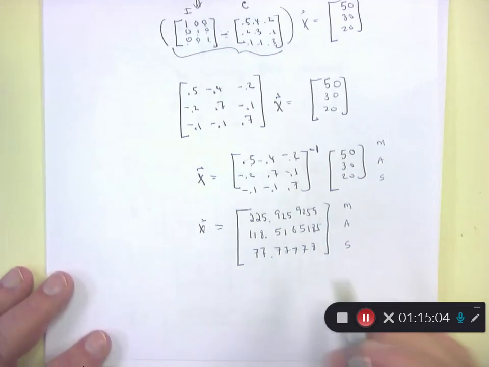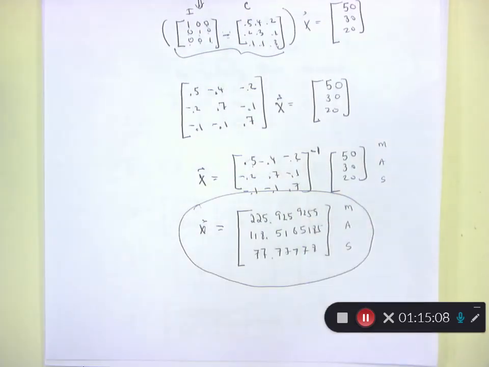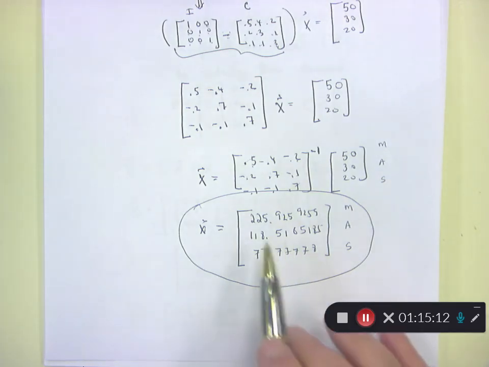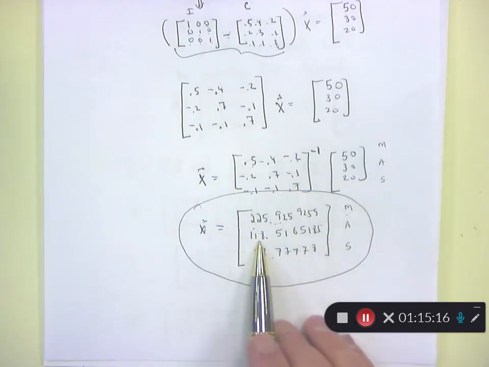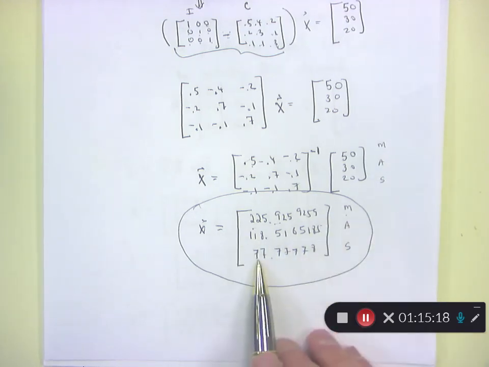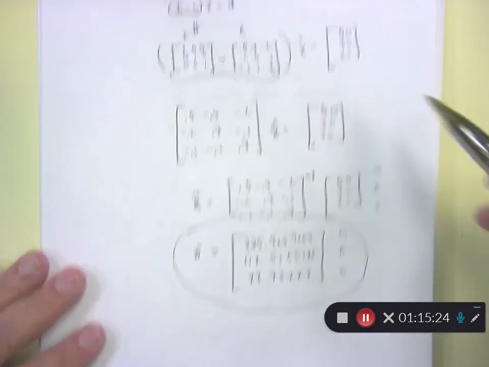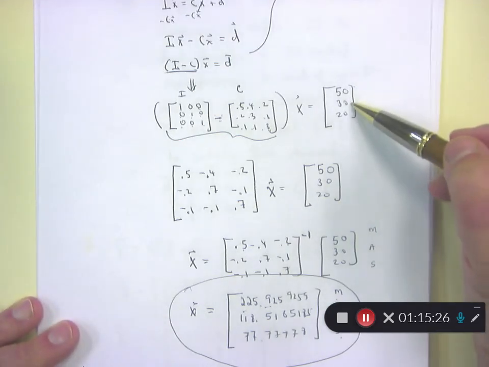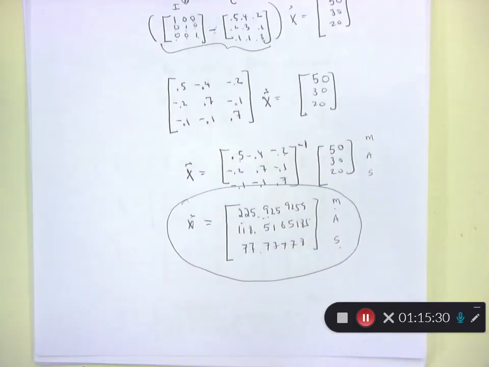So my equilibrium, where I have to set my production in terms of what I need to produce to meet the demand that's out there: I need 225.9 units of manufacturing, 118 units of agriculture, and 77.7 units of services to be able to satisfy the demand that was given to me, 50 manufacturing, 30 units of agriculture, and 20 units of services.